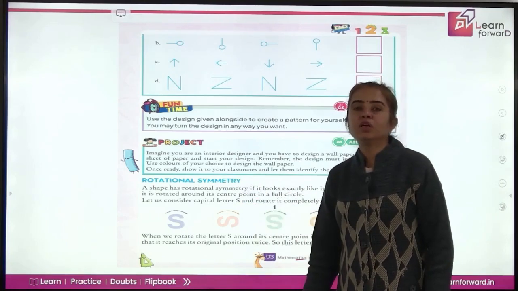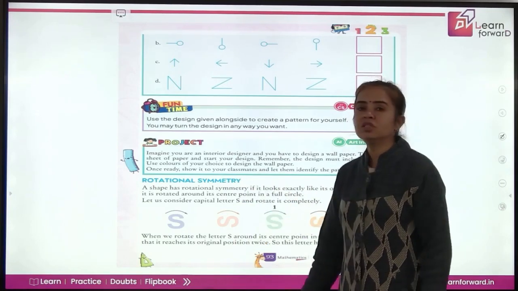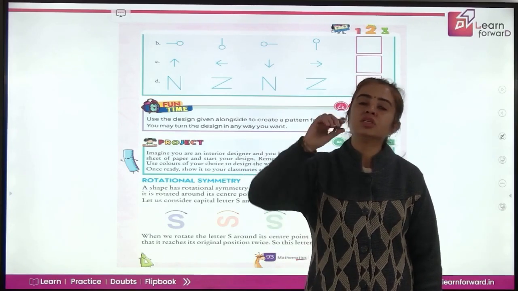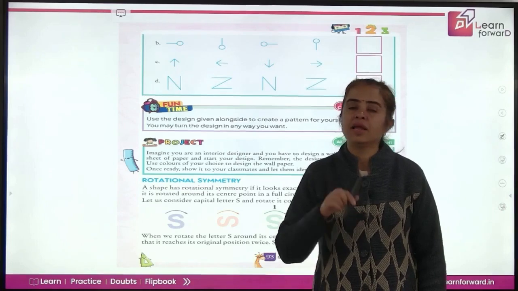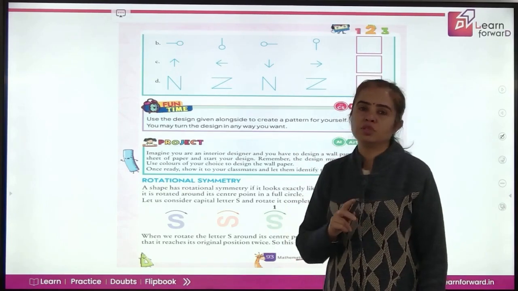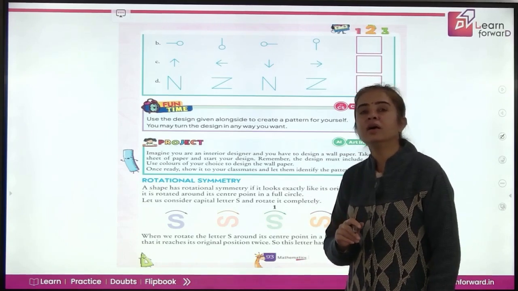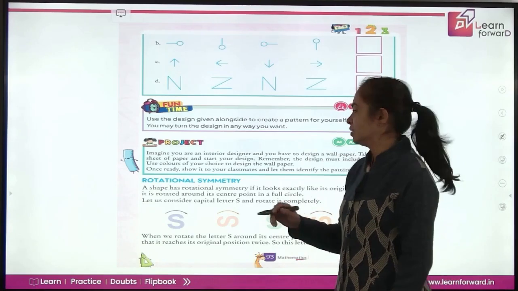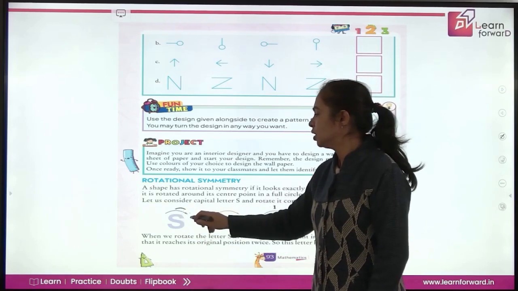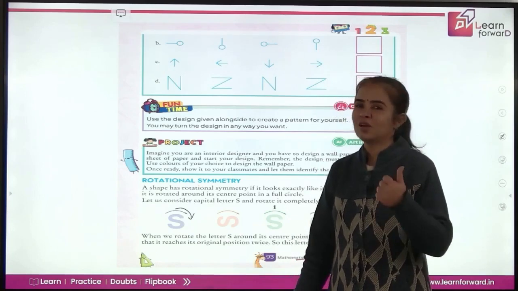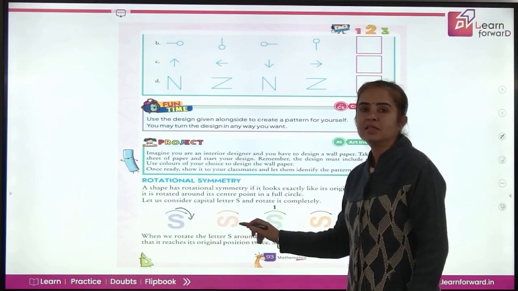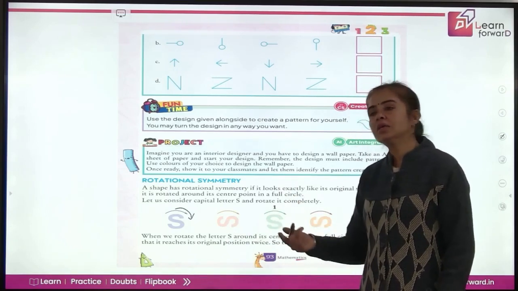Now we have the rotational symmetry. What is rotational symmetry? If there is an object which can rotate in any way, and then reach its original position, then that is called rotational symmetry. How? Let us see. If you look at this S, I give it a turn. Which turn is this? Clockwise or anti-clockwise? Clockwise. Now I give it a quarter turn clockwise. So it is like this sleeping S. I give it another quarter turn here.